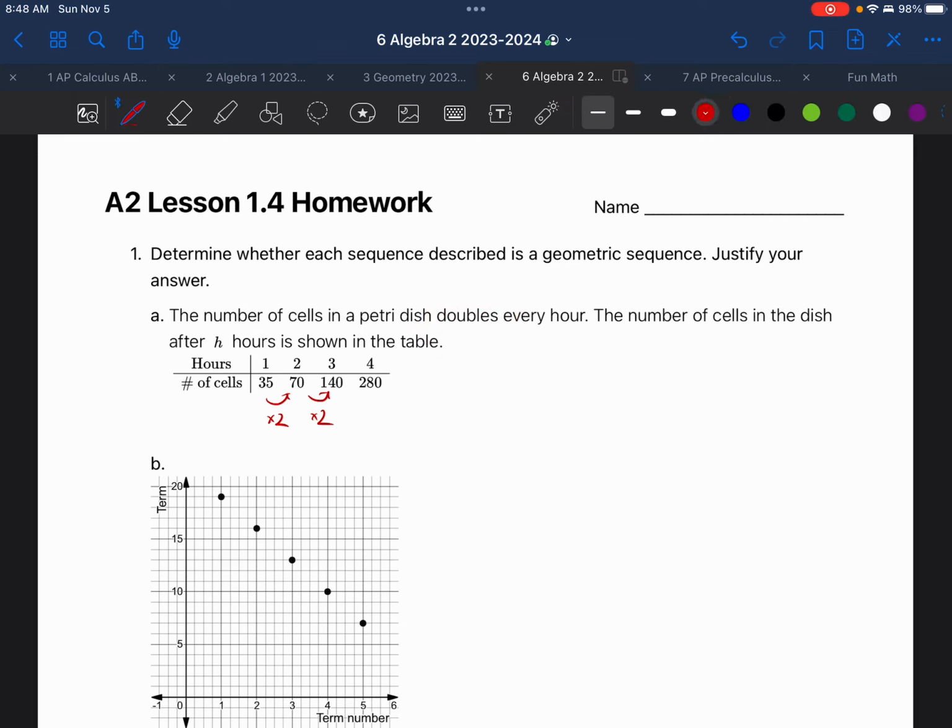So whenever you are multiplying by the same number over and over again, this number down here is called a common ratio. And that means that we are a geometric sequence. So we'll say geometric. And the answer is because multiplying by 2, and it has a common ratio of 2.